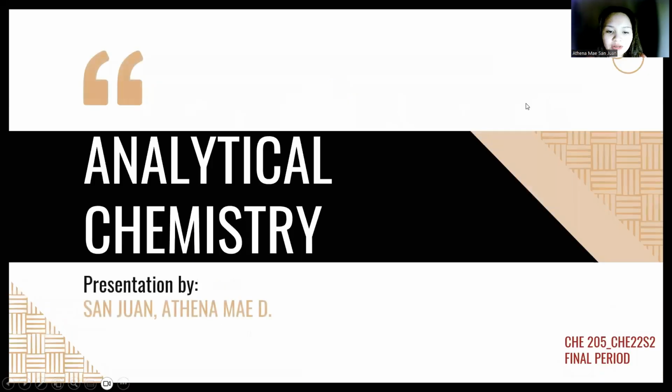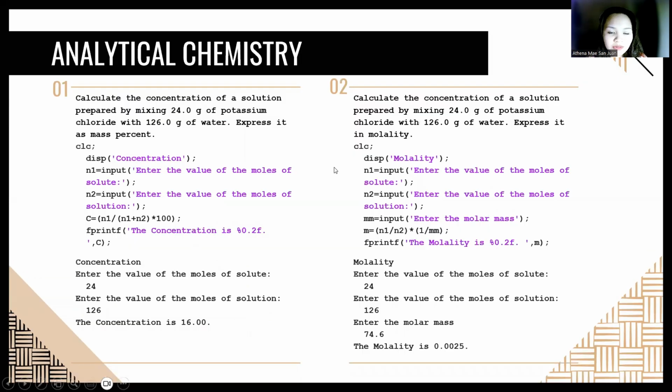Now we proceed to analytical chemistry. So question number 1, calculate the concentration of a solution prepared by mixing 24 grams of potassium chloride with 126 grams of water. Express it as mass percent. So the unknown is the concentration. You need to enter the value of the moles of solute, enter the value of moles of solution. Then the answer is 16.